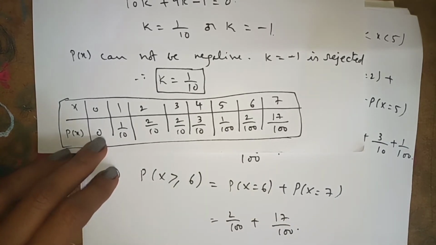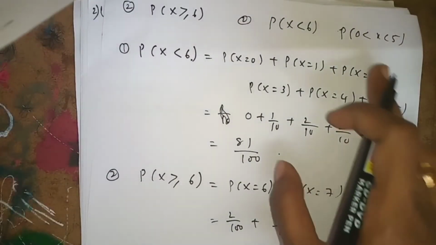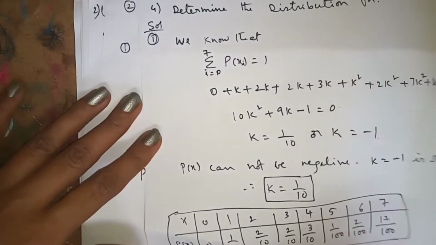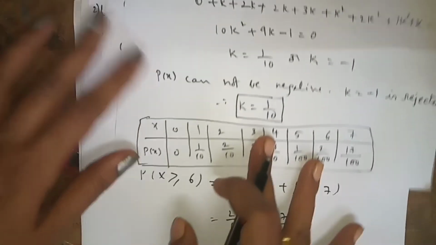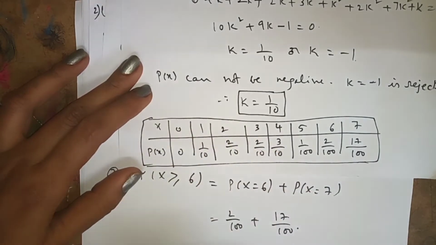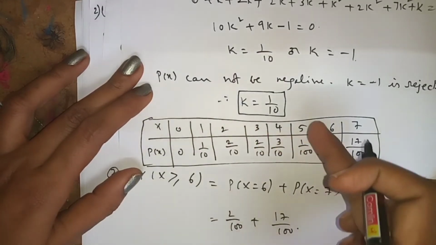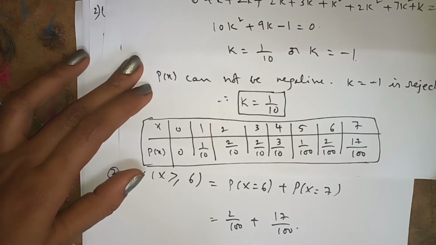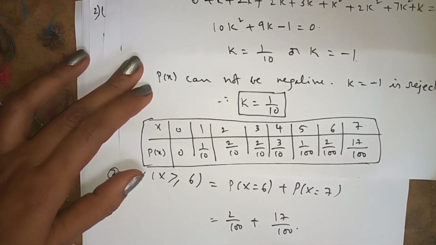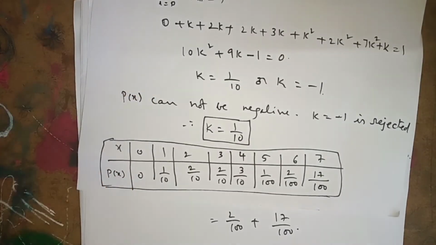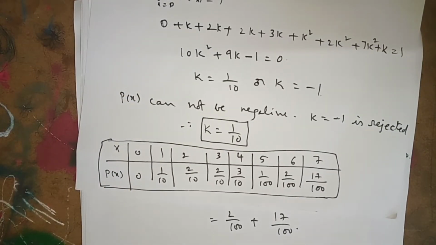The third one, what is the third one? We need to find P of 0 less than X less than 5. Now if you see the table, between 0 and 5, how many values are there? P of X equal to 1, plus P of X equal to 2, plus P of X equal to 3, plus P of X equal to 4. That's why these many values are there.